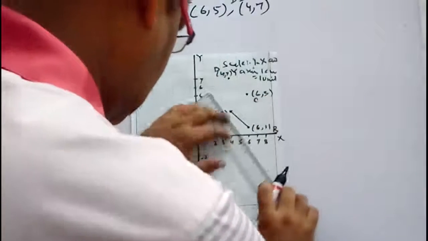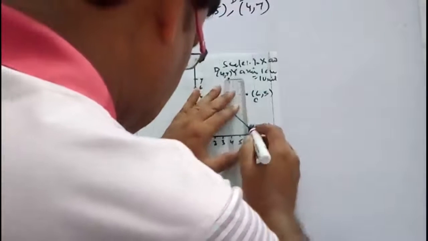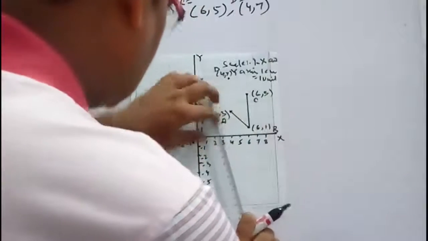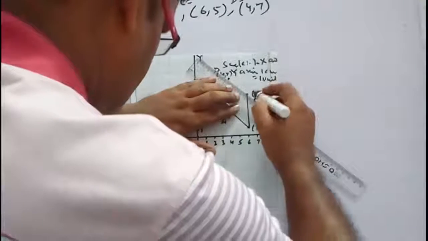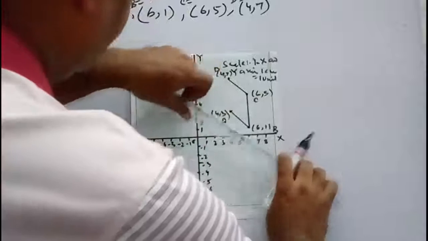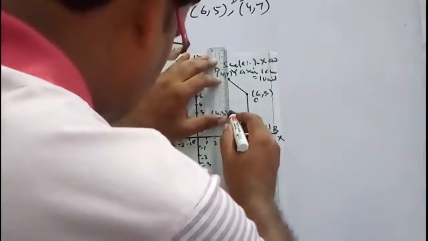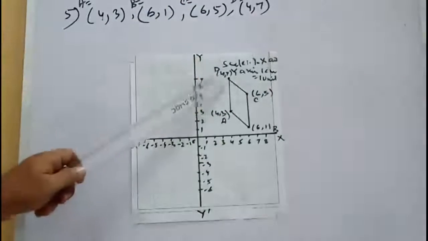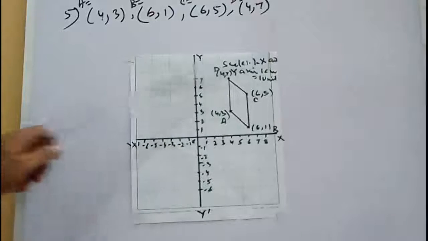A, B, B, C, C, D, A, D. Get the required figure by joining these points.